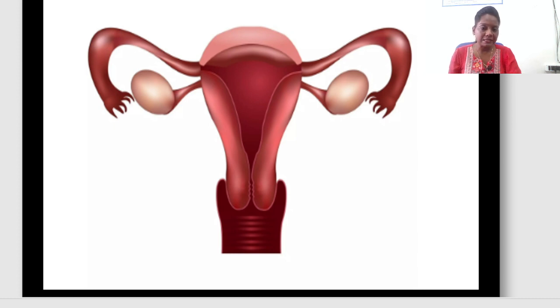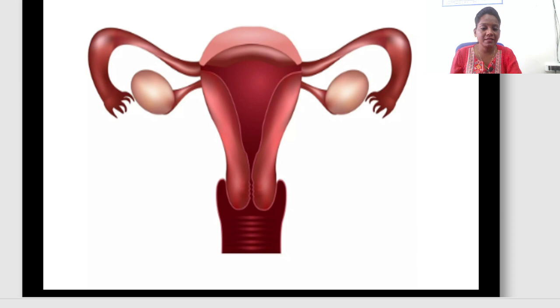First, it receives the ovum and helps with fertilization, and that fertilized egg will travel towards the uterus and be implanted there. So the major function is helping in capturing or holding the ovum, and it has finger-like projections which can catch the ovum and help keep it inside the fallopian tube, ready for receiving the sperms and helping in fertilization. So this is the major structure of the fallopian tube.